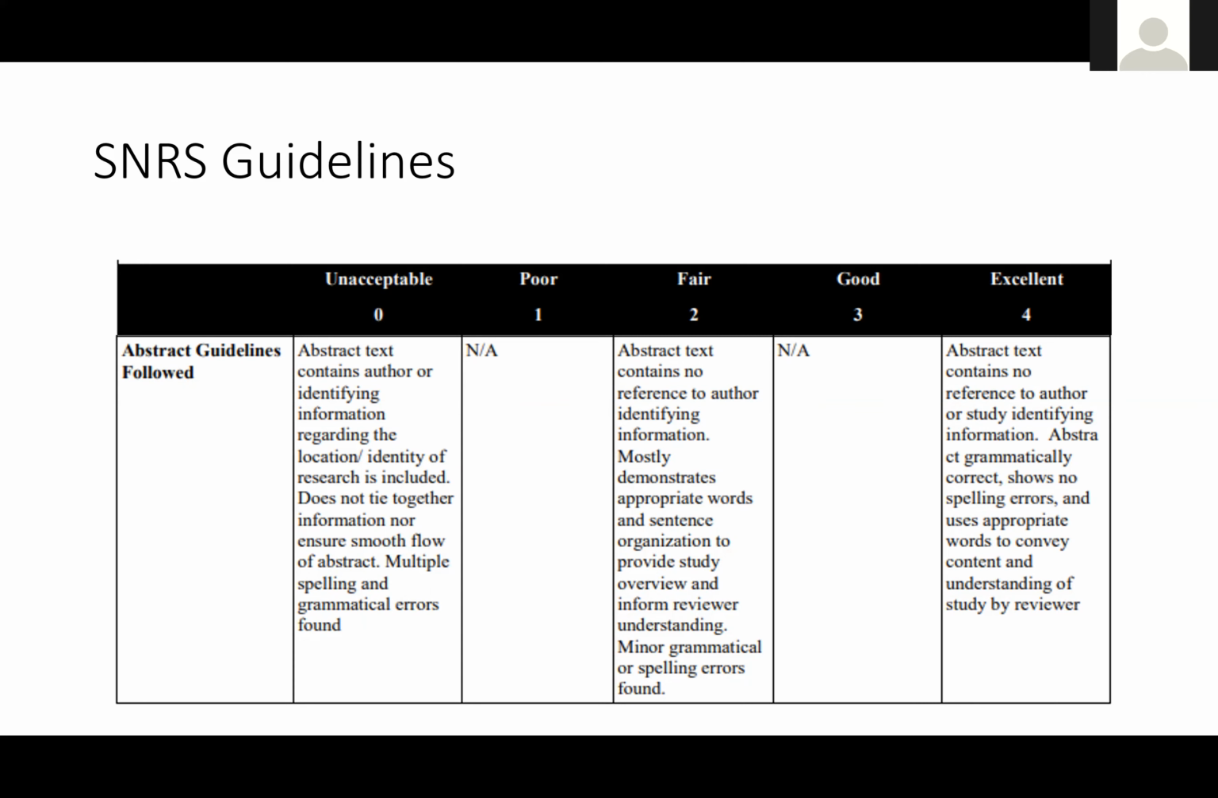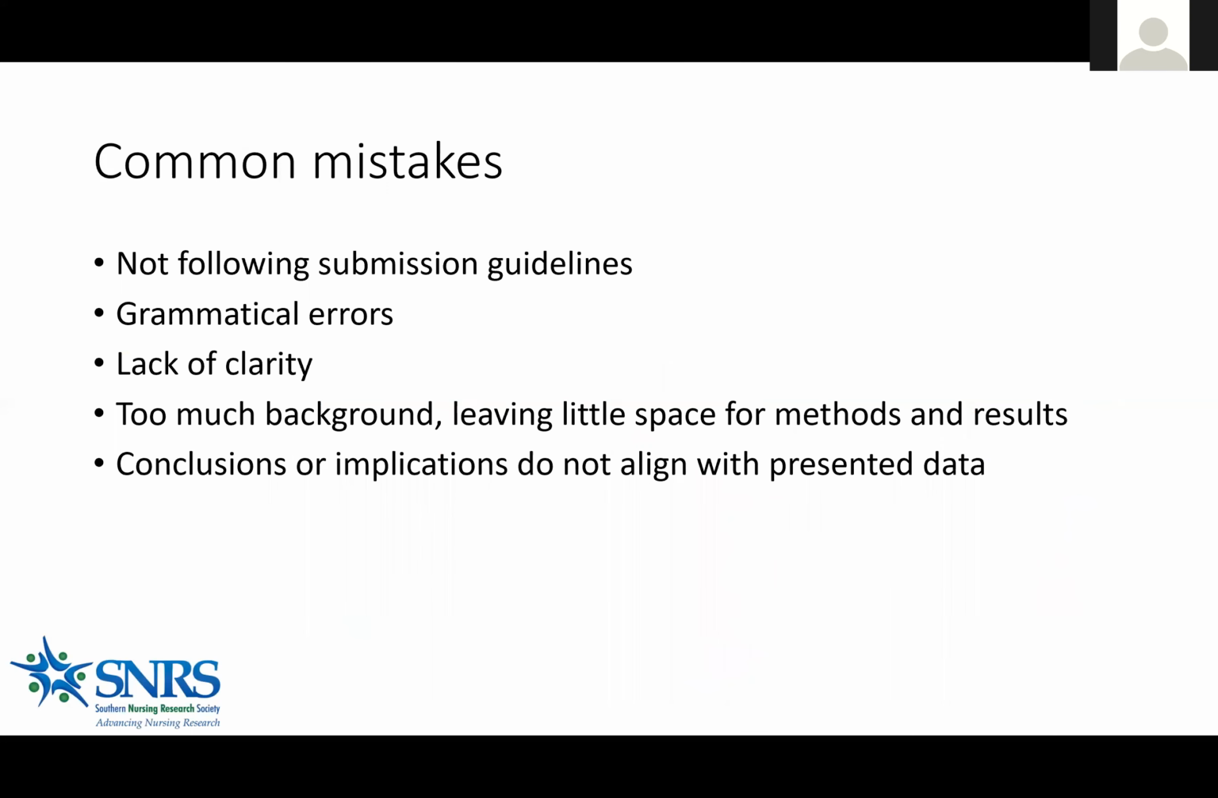And so that's the final piece for SNRS specifically, and for most types of abstracts: how well was the overall abstract prepared and did it follow the guidelines. So here are some common mistakes that I see when reviewing abstracts. The first one is not following the submission guidelines. Sometimes there will be something that is a literature review that they try to disguise as an abstract, and it's very clear when you read it that that's not a research study.